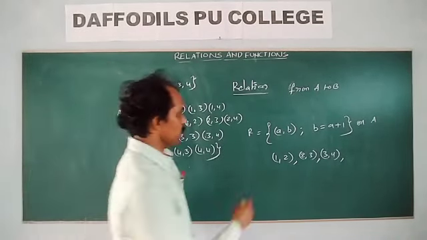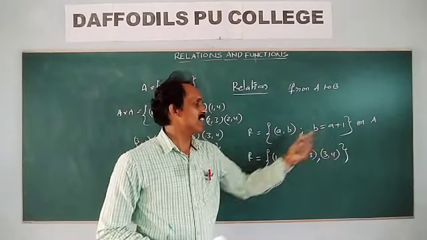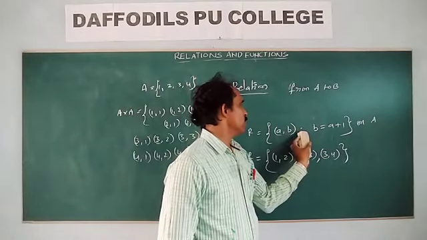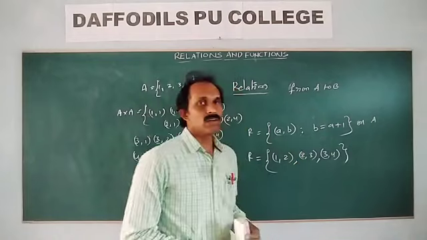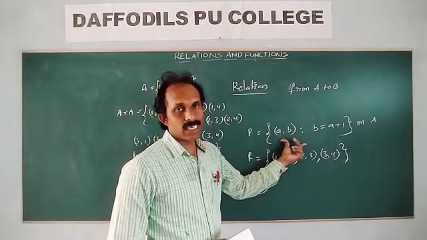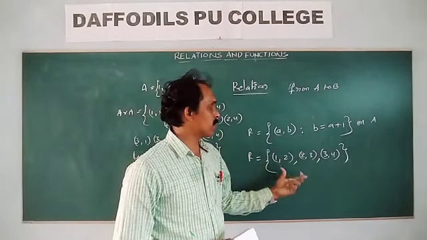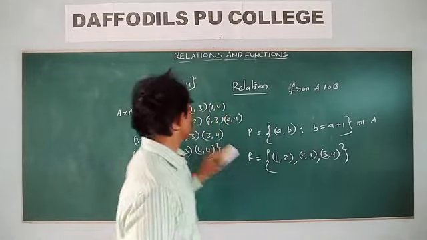So the relation R is a subset of A cross A, and it is represented either in roster form or in set builder form. Elements listed with commas are called roster form, and a rule or principle is called set builder form. Set builder form, roster form.